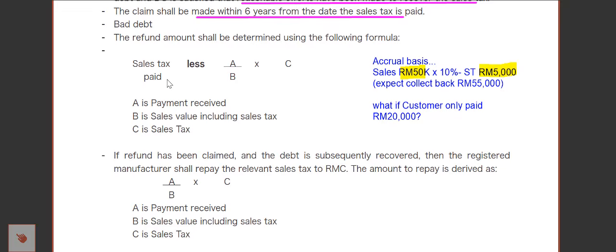Basically, it's very straightforward. Take the sales tax paid minus A over B times C. A is the amount that you've received, B is the total, including the sales tax, and C is the sales tax.